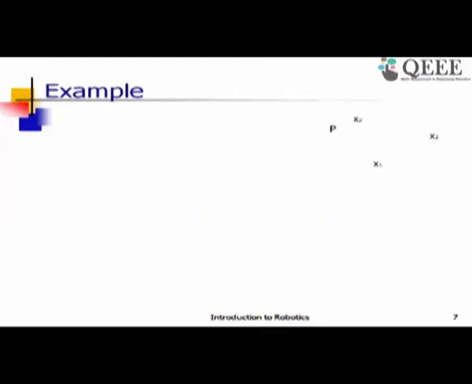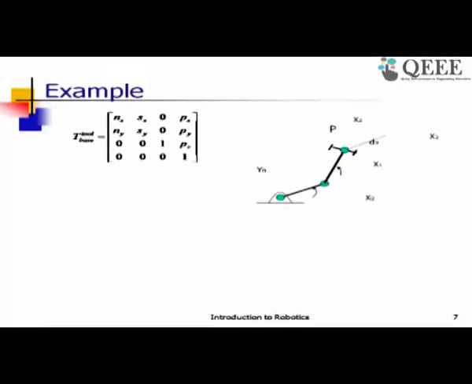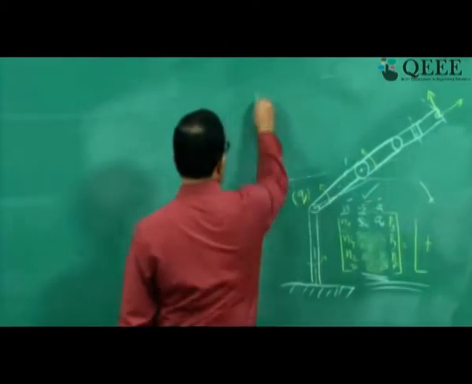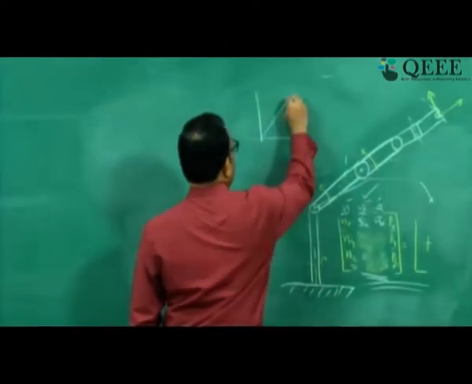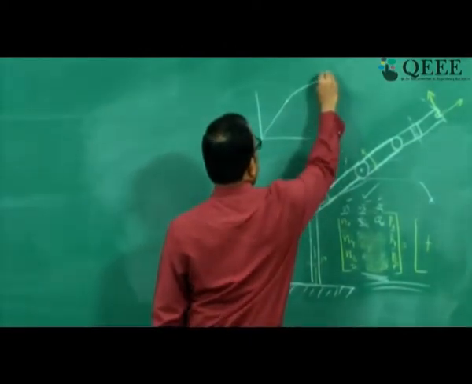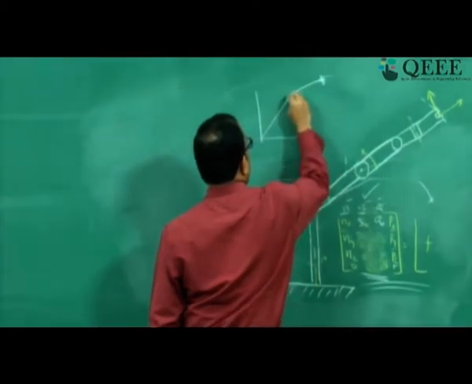Okay, let us take a simple example first, and then we go to a slightly more complex example also. So consider this as a planar manipulator, a 3 degree of freedom planar manipulator, only planar, so it is basically one joint, then another one, and then another one at the tip. So 3 joint angles.